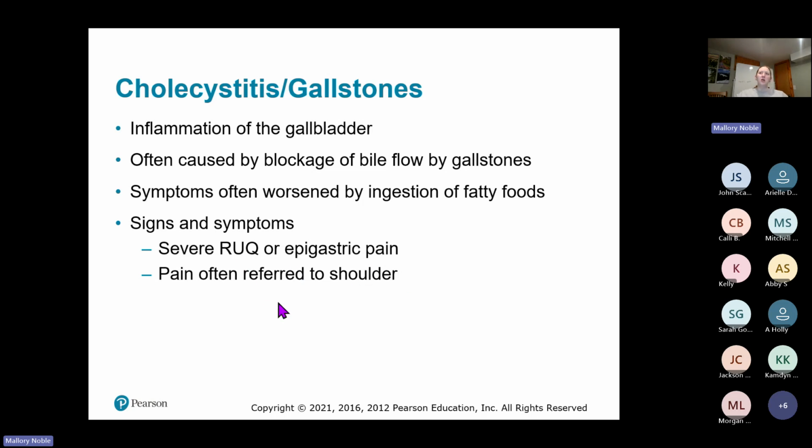So 2 things here that you will probably get asked questions on. Pain referred to the shoulder, cholecystitis, pain to the shoulder, and then worsened with ingestion of fatty foods. Those both are kind of hallmarks of cholecystitis. Okay.